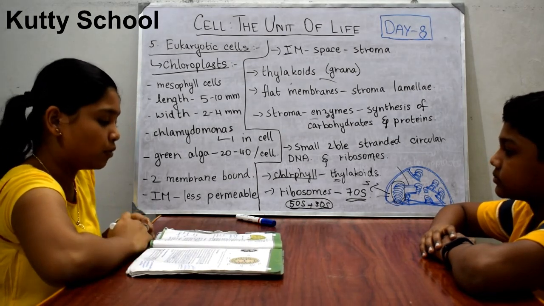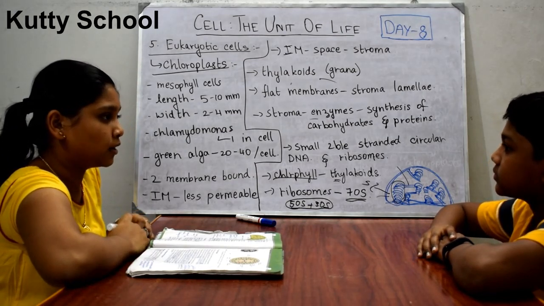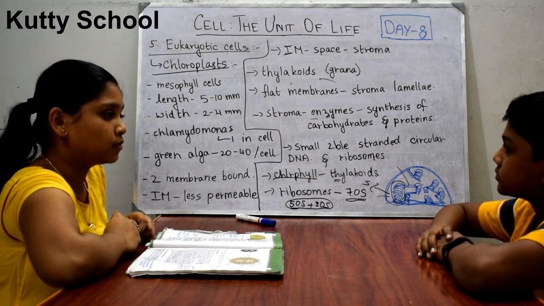Next we will see about ribosomes and cytoskeleton in eukaryotic cells. What is their structure?